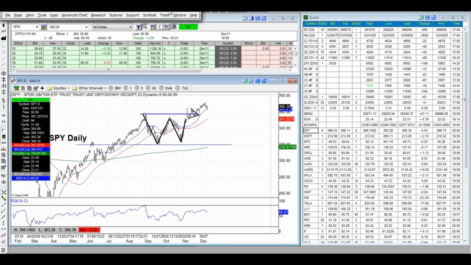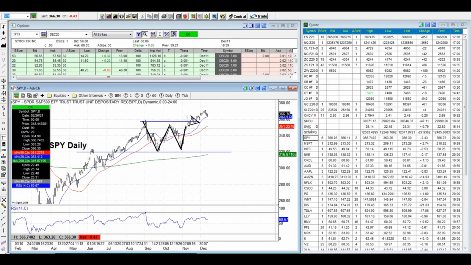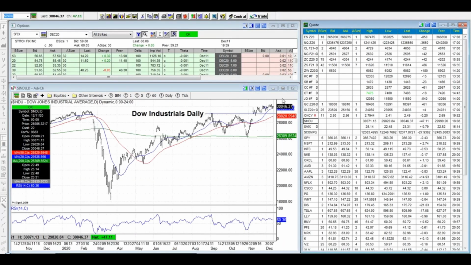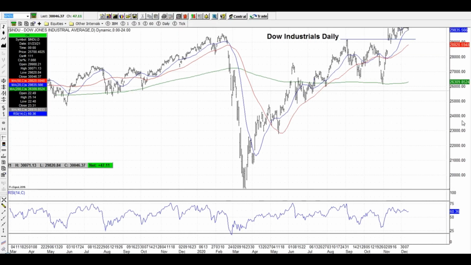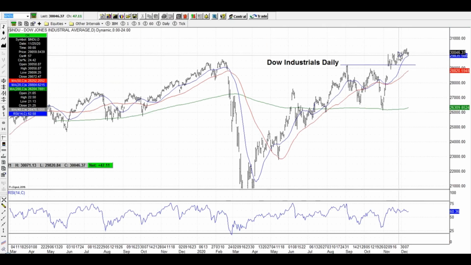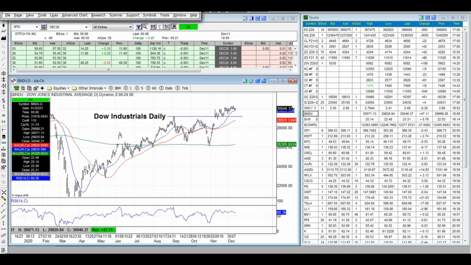So what else do we have? Let's take a look at the Dow. Dow Industrials still above the resistance line here. We had a small triangle pattern right here. I know you can't really see it, but the Dow is still above the resistance line and falling right on the 20-day moving average. Let's take a look at the NASDAQ.